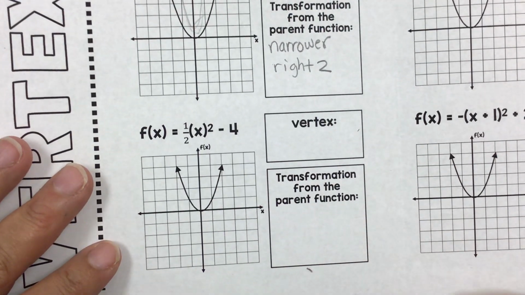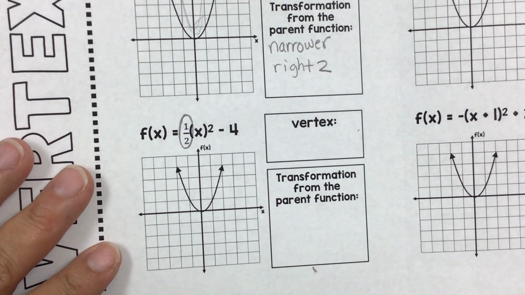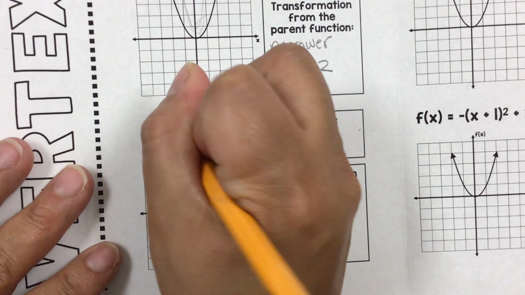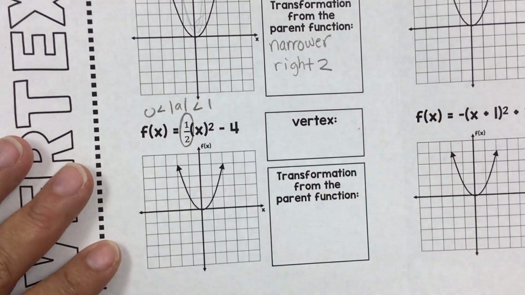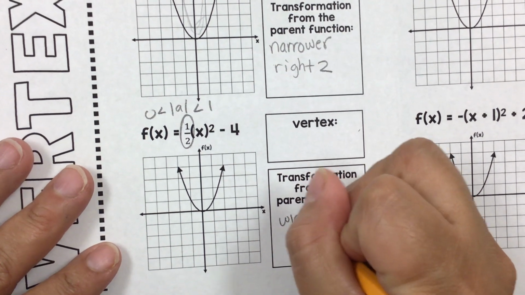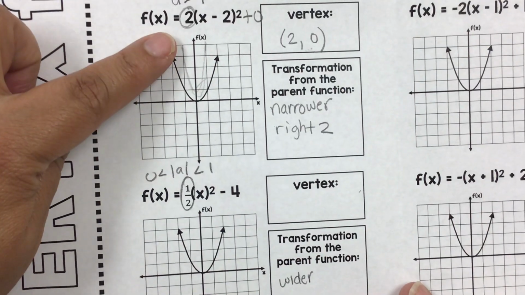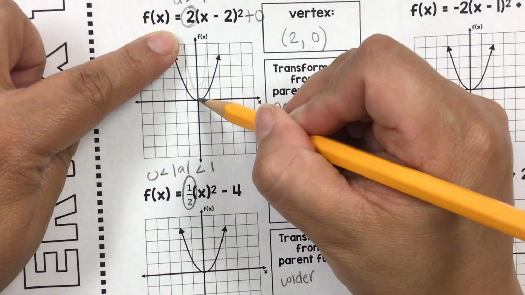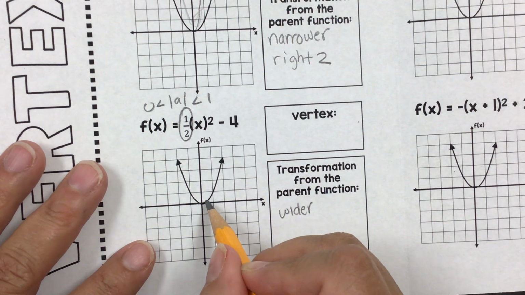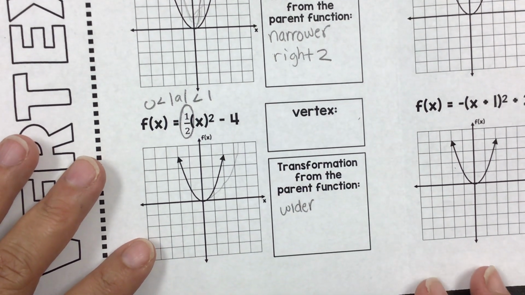All right, let's try this one. This is your A. A is 1/2. That means that A is between 0 and 1, making it wider. So why is that? Why do big numbers make it skinnier? That means it just goes up faster. And wider means that it takes longer to go up, and that's what makes it wider.